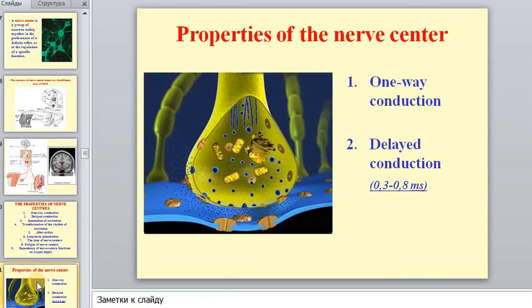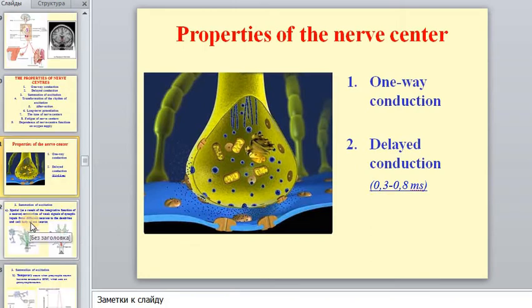At first we have one-way conduction. It depends on the synapse. The movement of the action potential can be only one way, from the presynaptic membrane to the postsynaptic. Sometimes we have a lot of time for the movement of the molecules, and synaptic delay in general in one synapse is very close to 1 millisecond. And if we have a lot of synapses in one reflex, this time can be longer.